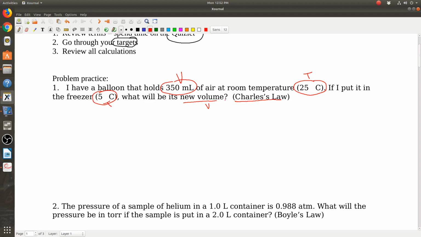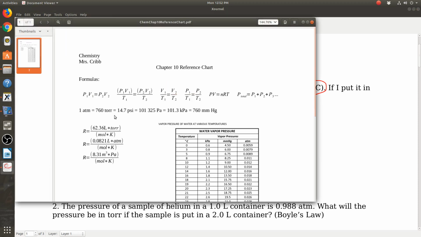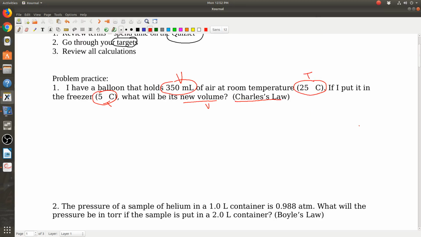Well, I would notice that I have volumes and temperatures. And if I look at my reference sheet, volumes and temperatures are right here. I'm going to use this particular gas law, V1 over T1, and that is called Charles' law, and you need to know that. I highly, highly recommend that you put all your variables off to the side. The first volume was 350 milliliters. The first temperature is 25 degrees Celsius. V2 is my question right here. And T2 is 5 degrees Celsius.